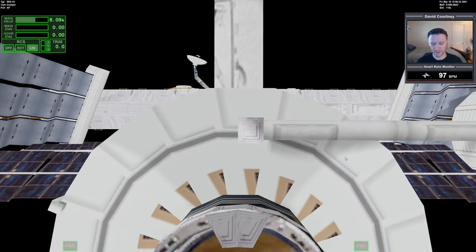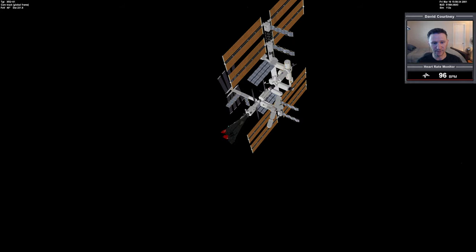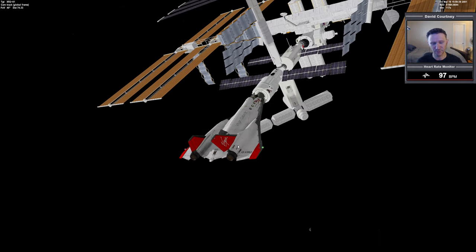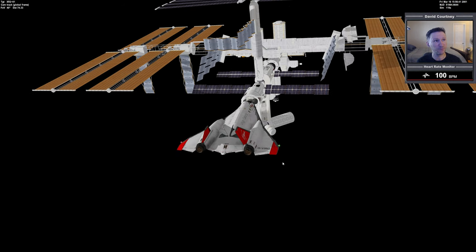So here we are at the International Space Station in the XR2. Decided to change my skin over to the Virgin Galactic. Looks a little bit better, I think, on some of the video playbacks, even though I really like that Umbrella Corporation skin.